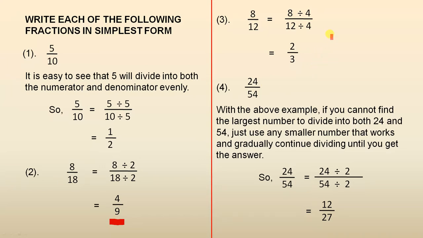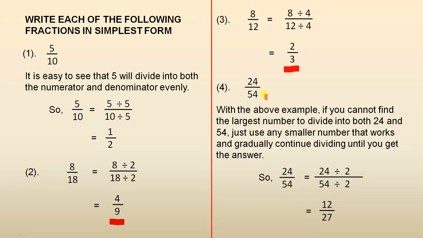Example 3, 8 over 12. We can see, because this is not a very difficult example, both of those numbers are even. Yes, 2 will divide into them, but I think we can see straight away that 4 will divide into them. That saves us a bit of working and we can do the sum a little bit quicker. 8 divided by 4 is 2. 12 divided by 4 is 3. So 2 over 3 is in simplest form.